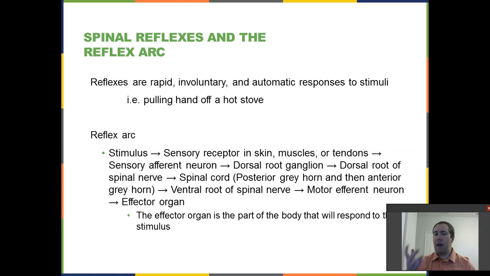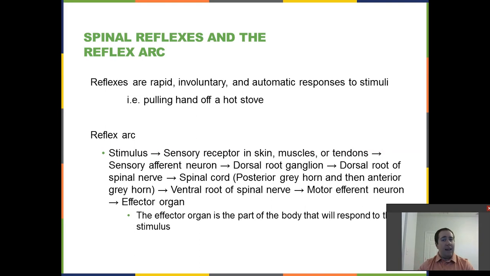Because the brain is better at thinking. And so why do we want the spinal cord to do it? There's a reason. Can anybody think of a reason why the spinal cord is better equipped to handle a reflex like pulling your hand off of a hot stove than your brain? Yeah, I was going to say, just like the guy who messaged that, it maybe has to do with the speed of response. Exactly, yeah.